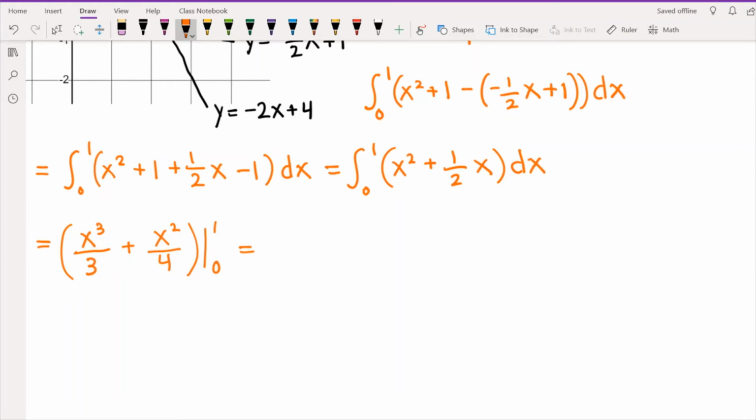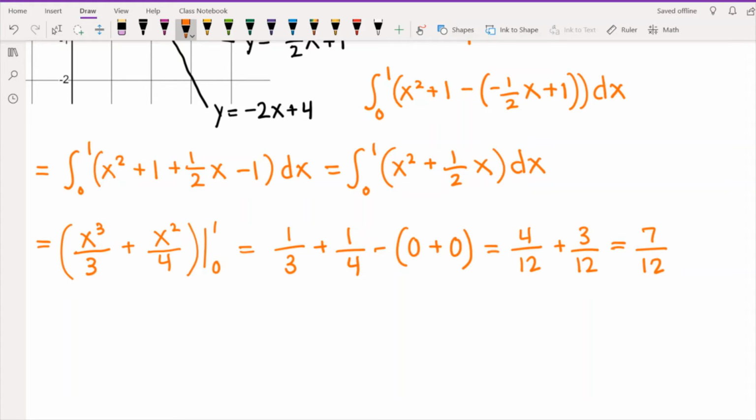So when we plug in 1, we get 1 over 3 plus 1 over 4. And then when we plug in 0, we just get 0 on both parts. And so we can make a common denominator here of 12. So that will give us 4 over 12 plus 3 over 12. And that gives us a total of 7 over 12. So that's the first part of our area.